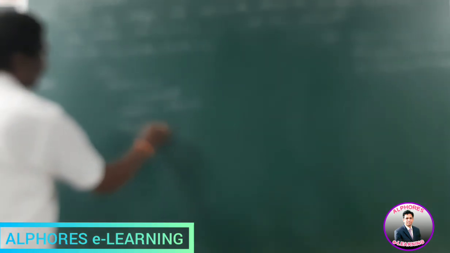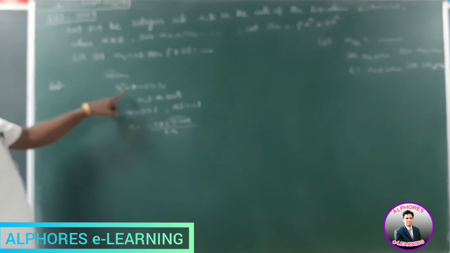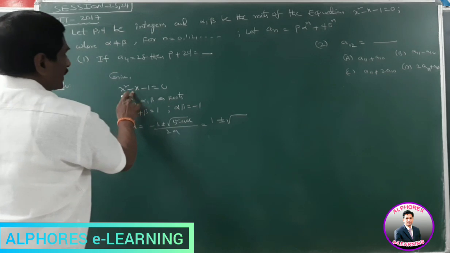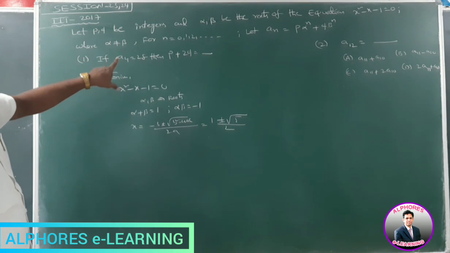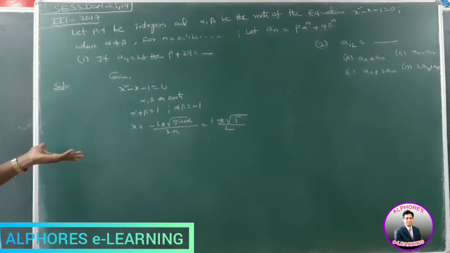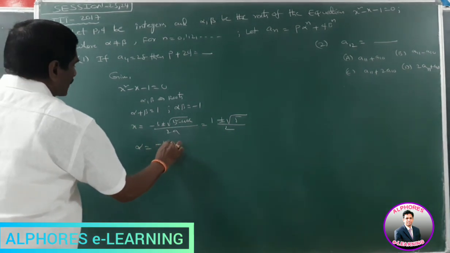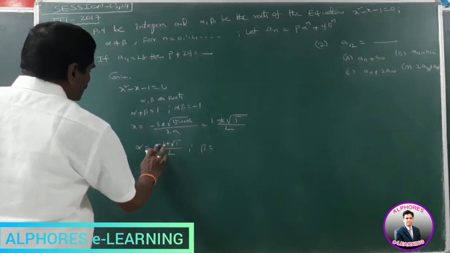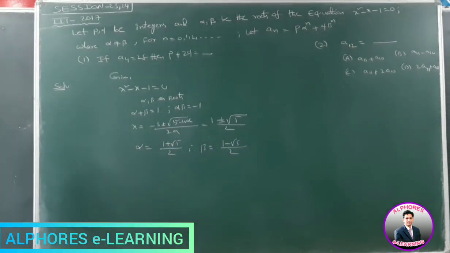At the same time, the roots are x is equal to minus b plus or minus root over b square minus 4ac by 2a. That means minus b means minus of minus 1, 1, plus or minus root over b square means 1 plus 4, that means root 5, by 2. Here alpha not equal to beta. Say alpha is the greatest value and beta is the smallest value. Let alpha is equal to 1 plus root 5 by 2, beta is equal to 1 minus root 5 by 2. These are the roots of that equation.